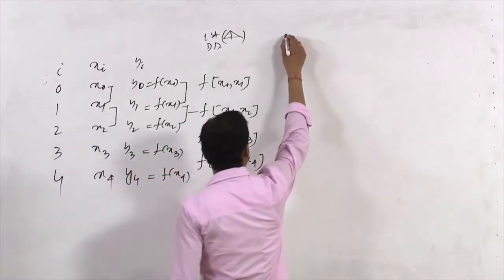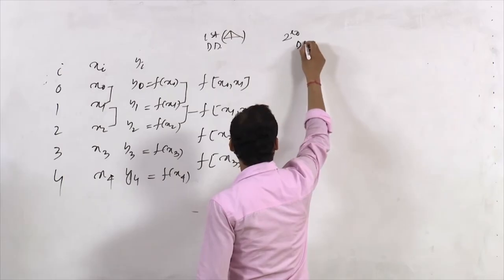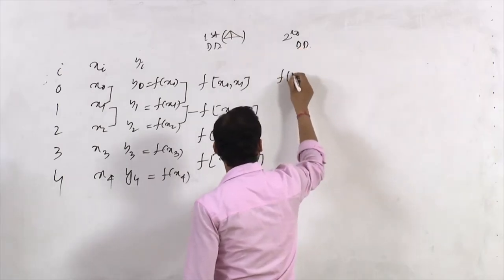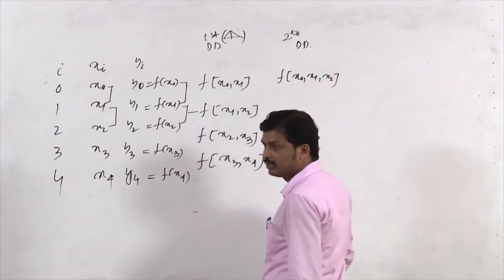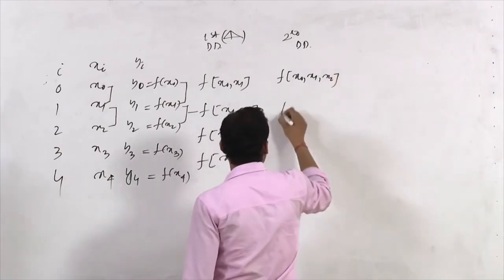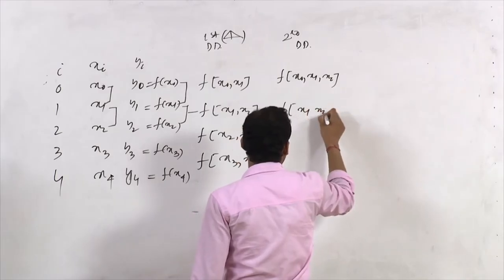And then the second order divided difference, you can find it here, in the form of f of x0, x1, x2. And then we can write this one as f of x1, x2, x3.